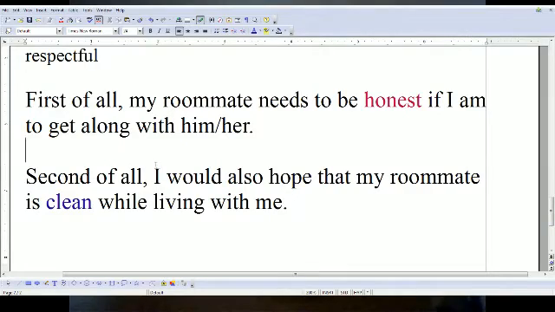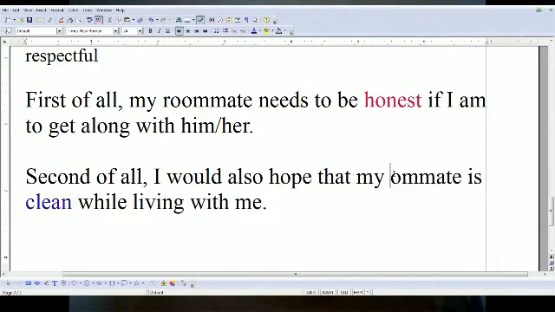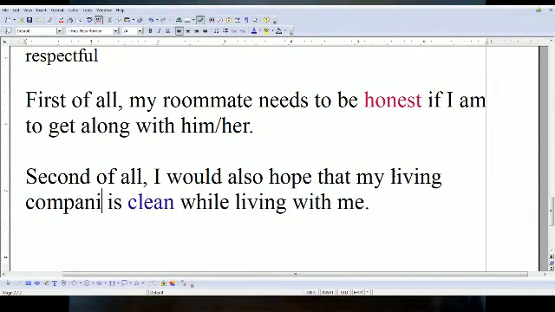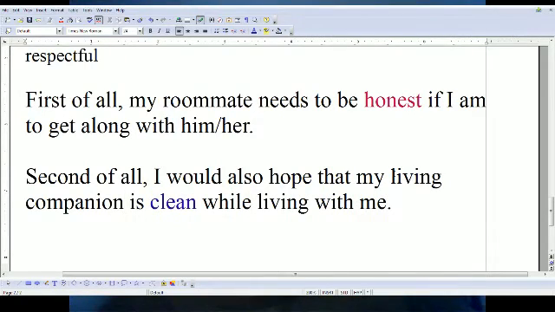When you're using these topic sentences, don't use exactly the same structure every time. That's a very bad idea. Right? It's not a good idea because you're not showing that you have a full range of either grammar or vocabulary if you do that. Right? So maybe in this case, instead of saying roommate, you might even say living companion. So second of all, I would also hope that my living companion is clean while living with me. Now, we go to our last one. Finally, check this out.